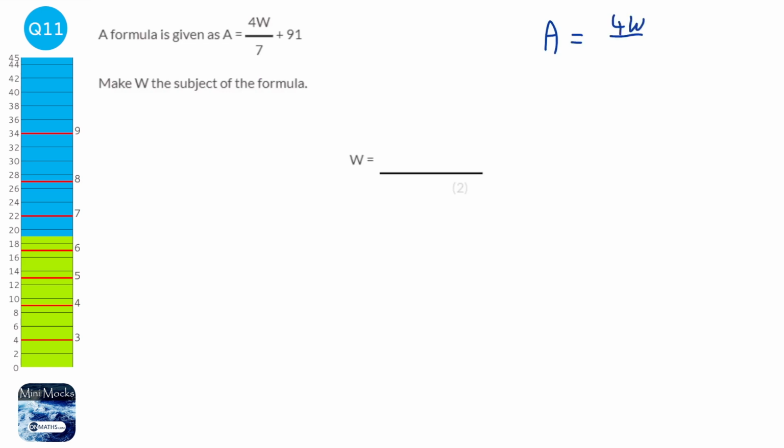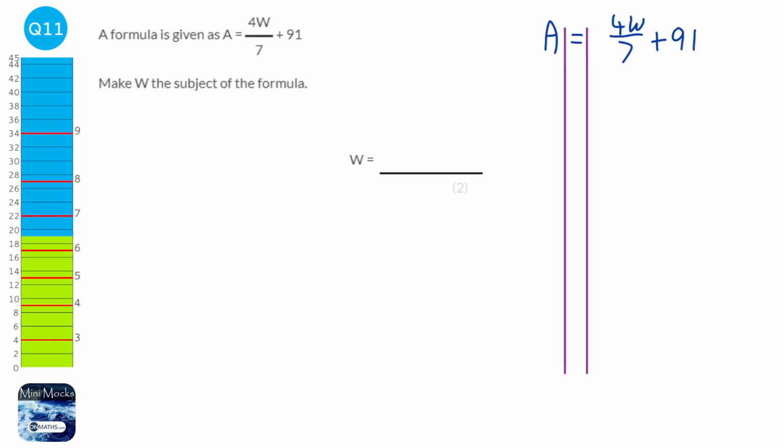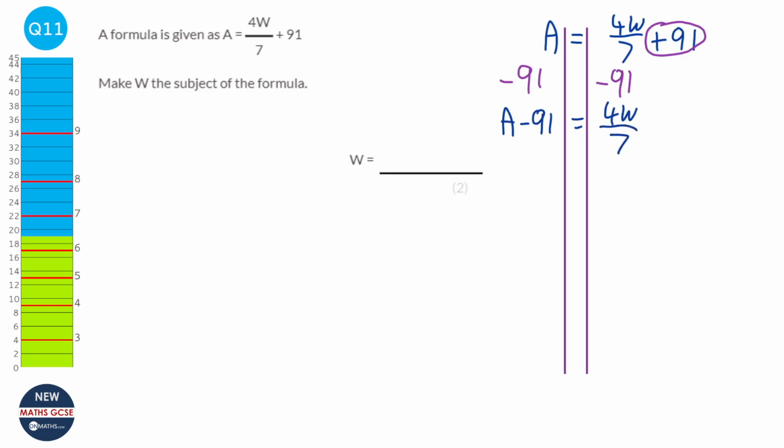So we're going to write out the formula again, just to give us a bit of space. And so we've got 4w over 7 plus 91. So I'm going to first of all put our lines in, because we're asked to make w the subject. So we need to remove everything that is in our way. Well, this plus 91 is the first thing we get rid of. So what's the inverse of plus 91? Well, subtract 91. So we're going to subtract 91 from both sides. So we've got a take away 91 equals 4w over 7.